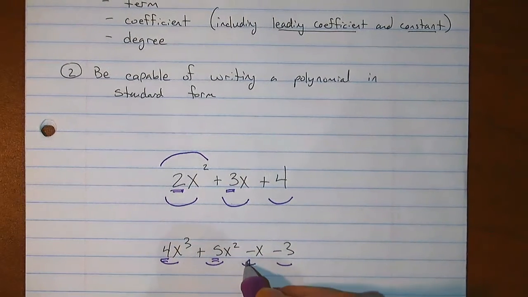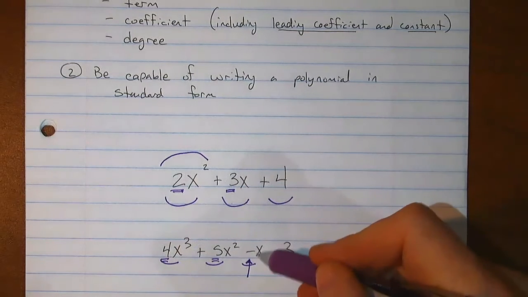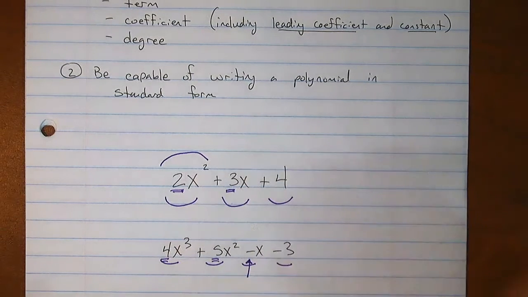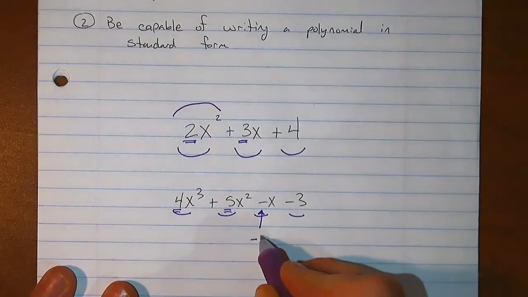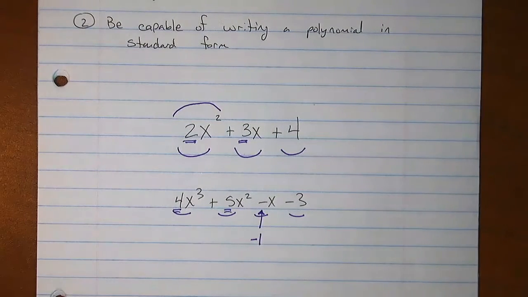This coefficient is a little tricky, we have to be careful of. First of all, I don't see a number, so I have to remember that there's a sneaky ninja 1 hiding inside of there. Secondly, I also have to remember that this sign goes with the term. So the coefficient on this is actually a -1. Okay, that's my coefficient.